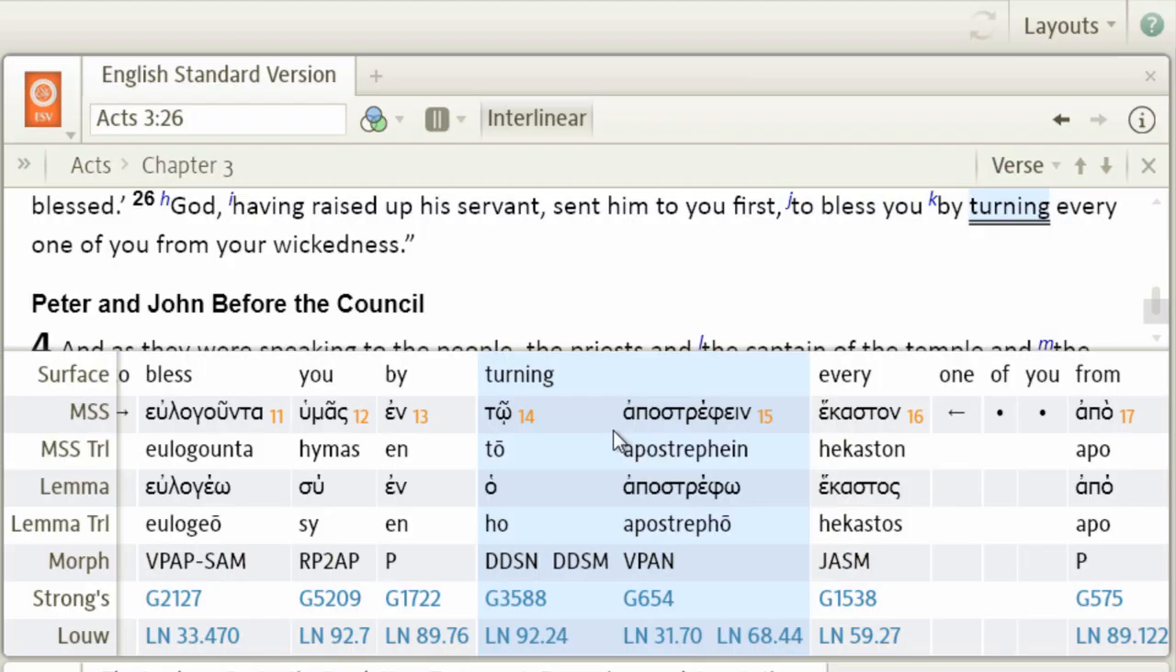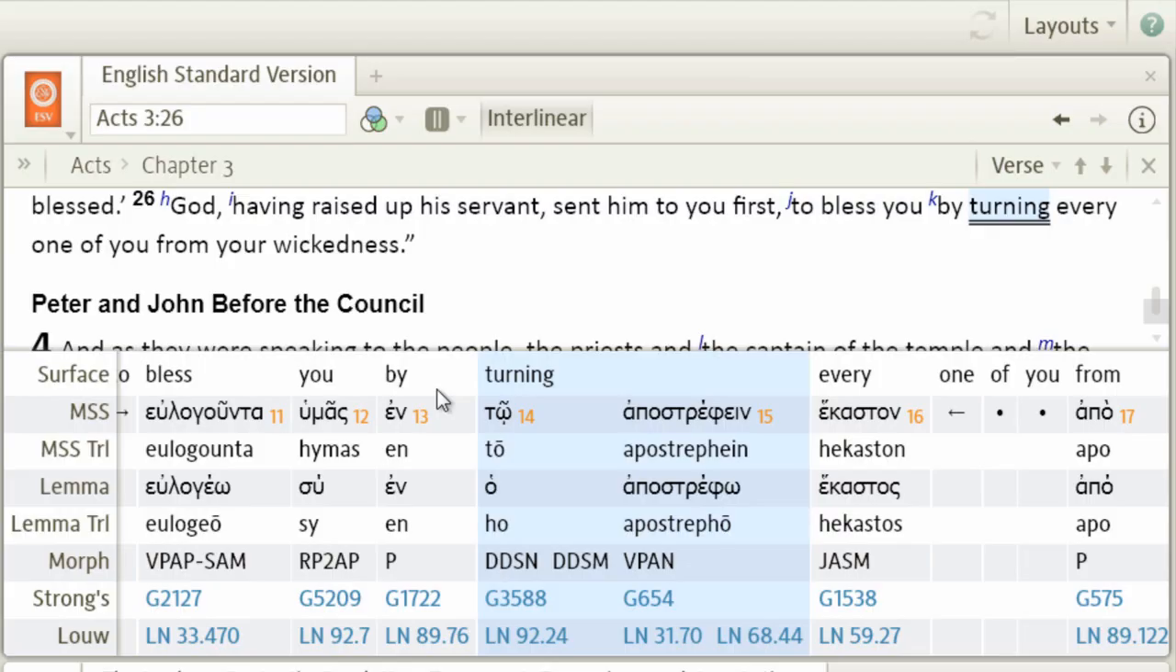Now, if you were to translate it that way, it really wouldn't make any sense. And this is where it's important to understand that a literal translation of something doesn't always mean an accurate translation. So here the ESV is right to take this entire phrase here, en to apostrepsin, as a unit and translate it by turning. Now notice, different from the illustration that we saw before, this isn't translated with the English preposition to. Instead, it's translated with the English preposition by.